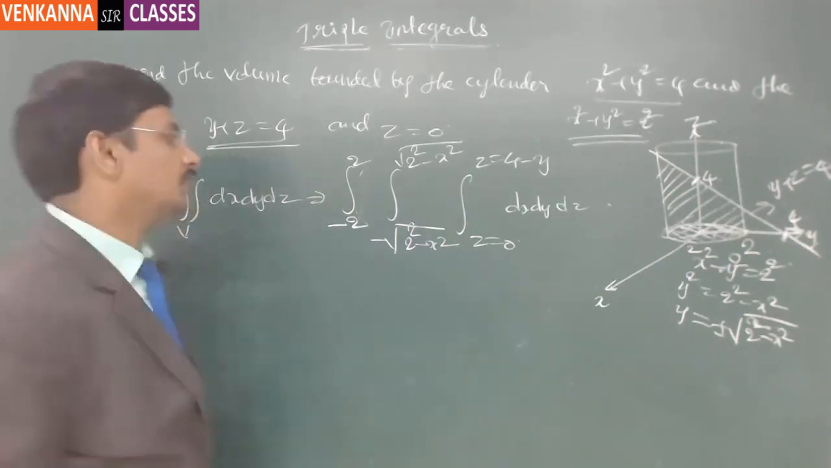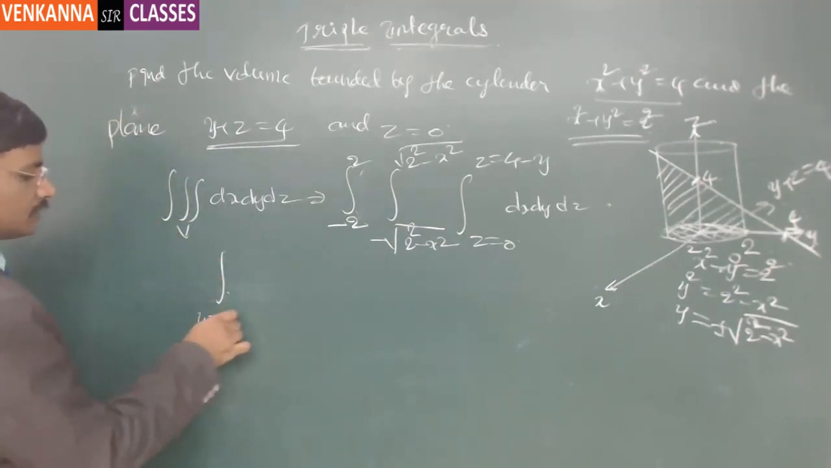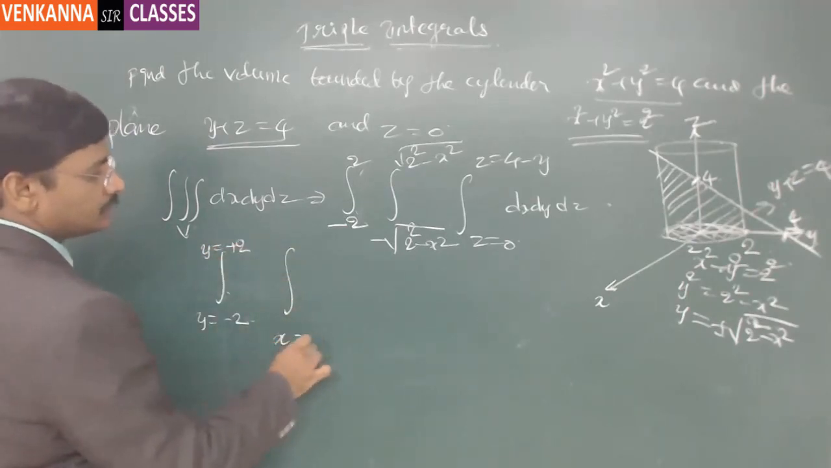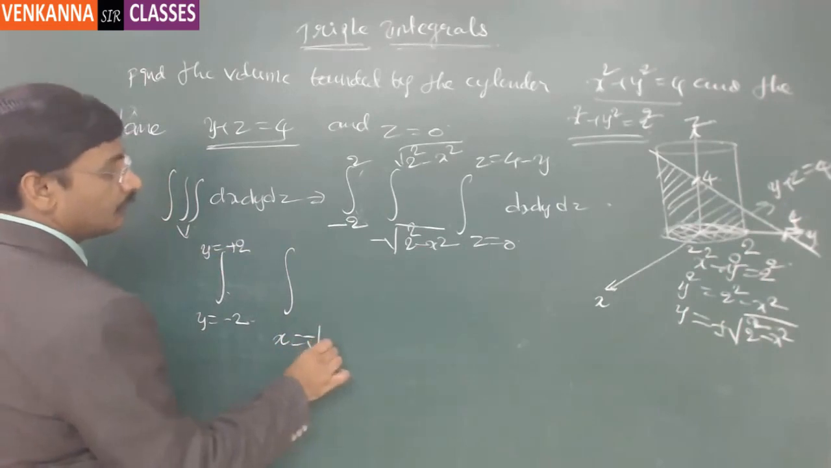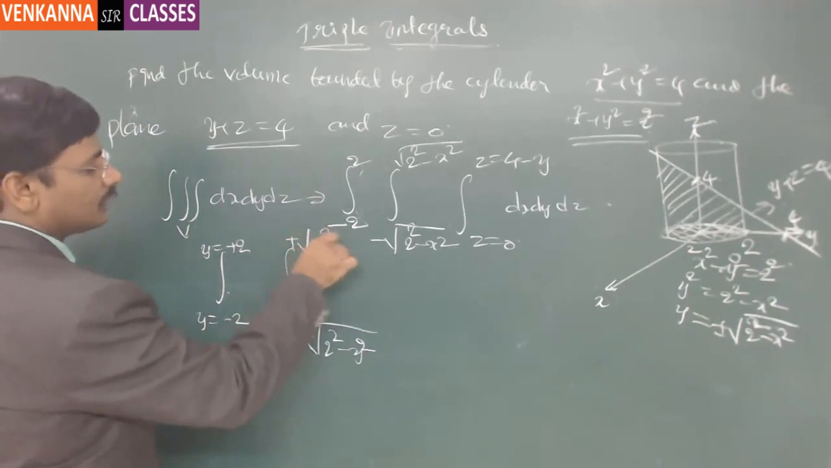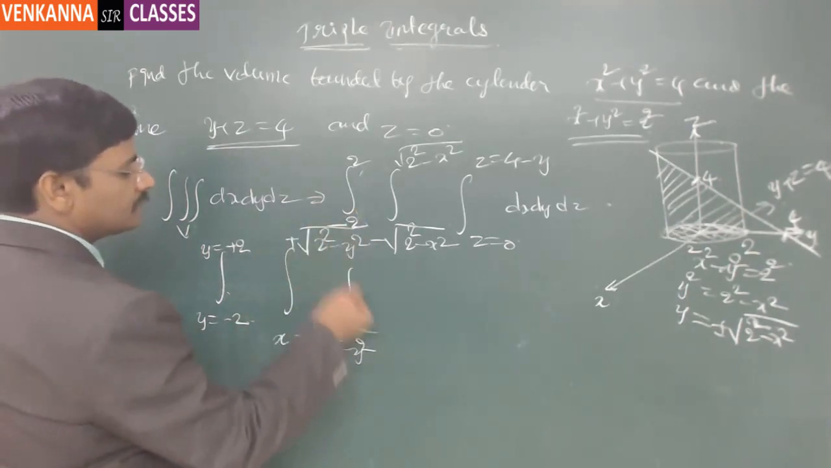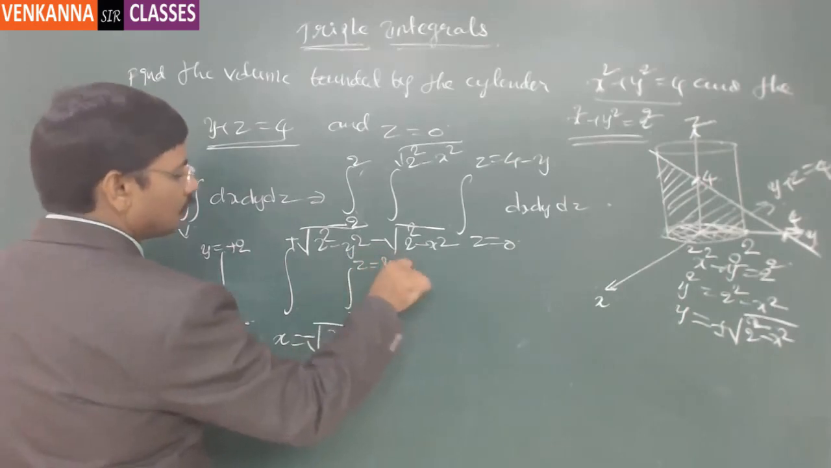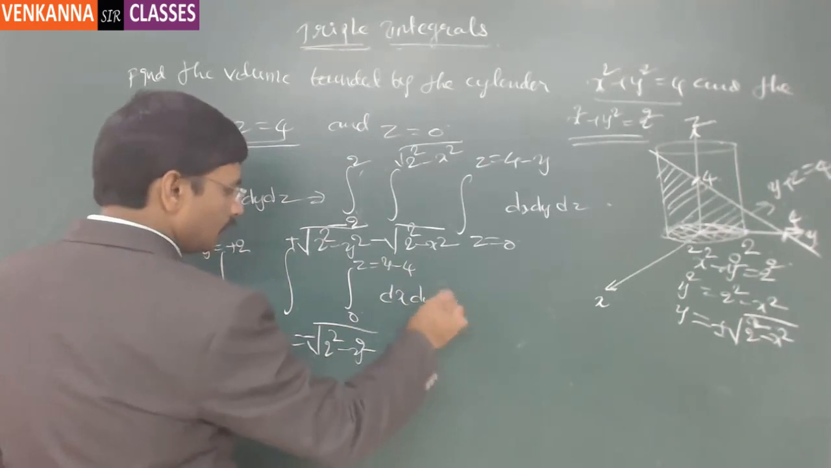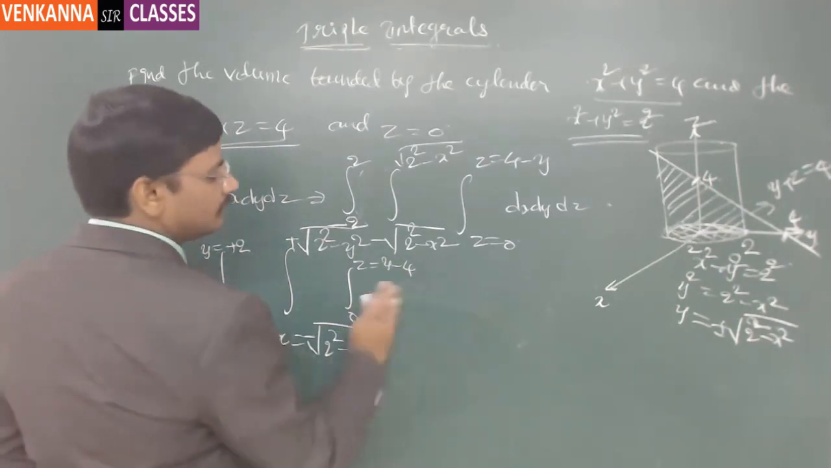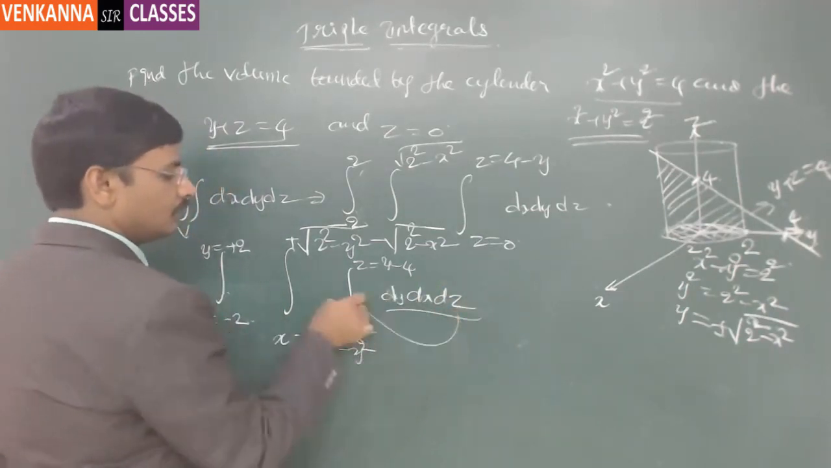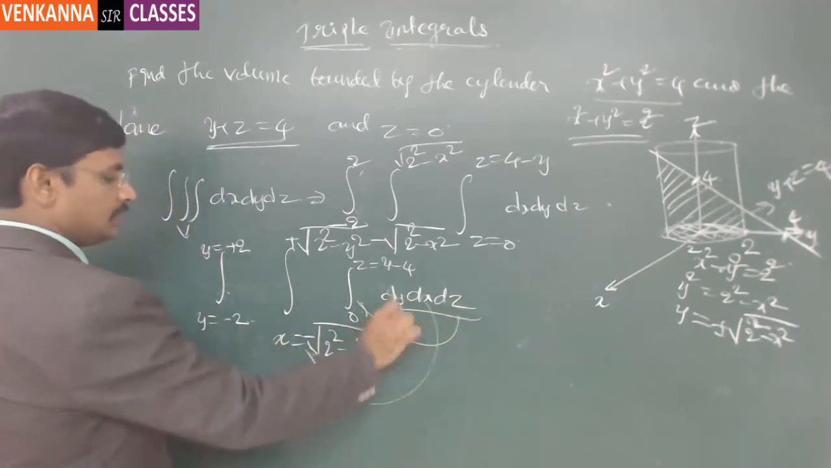Yes, the same thing, you can also write y from minus 2 to plus 2, and x from minus square root of 2 square minus y square to plus square root of 2 square minus y square, and the z value will be from 0 to z is equal to 4 minus y, then dx, dy, dz. Now rather than dx, dy, dz, you do dz, dx and dy this way. That means you are integrating with respect to z, then with respect to x, and then with respect to y.